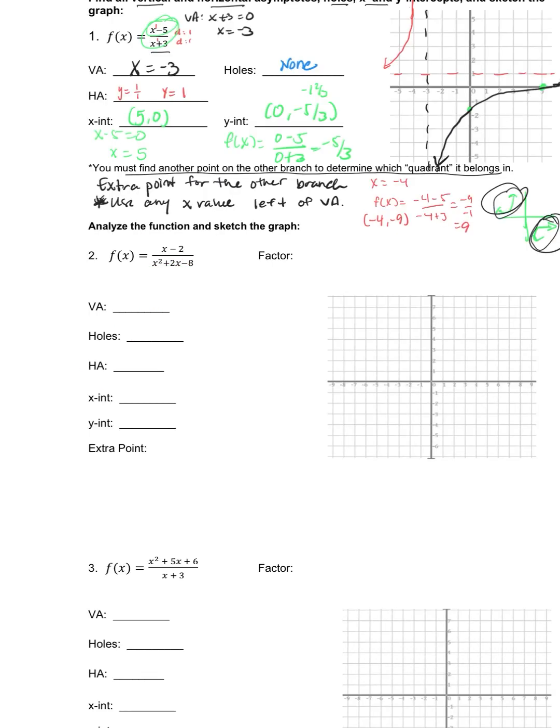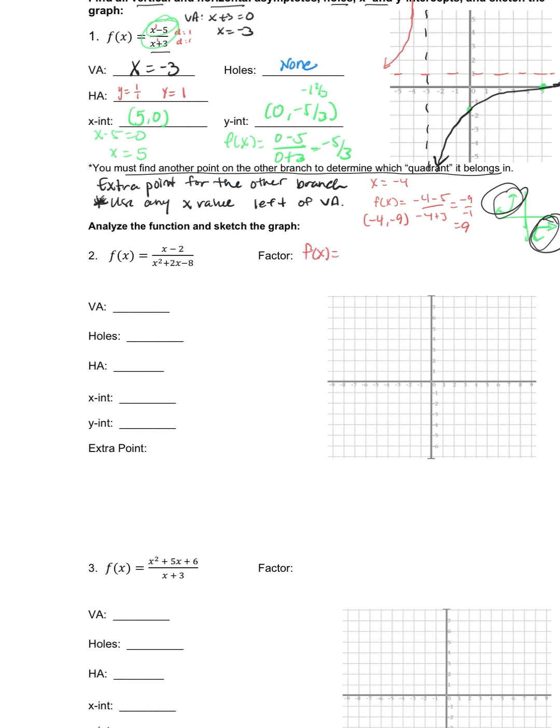Okay. Example number 2. Analyze the function and sketch the graph. Analyze the function to get all the parts that we need. So the first thing we're going to do is determine the vertical asymptote. But before that, you always want to factor. So let's factor.